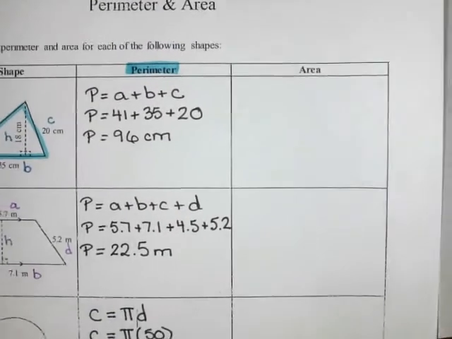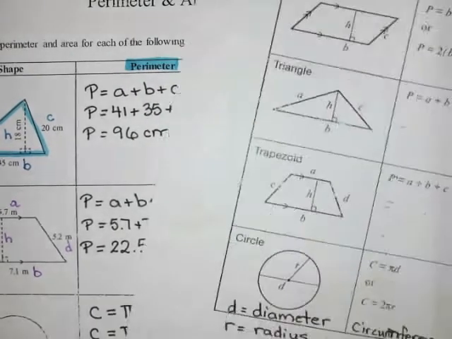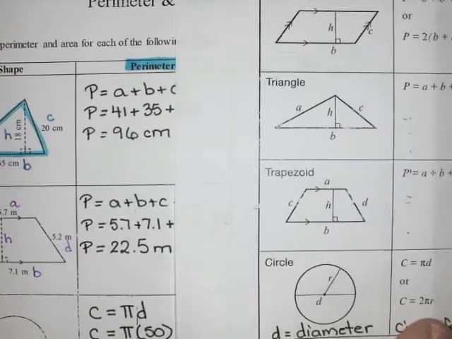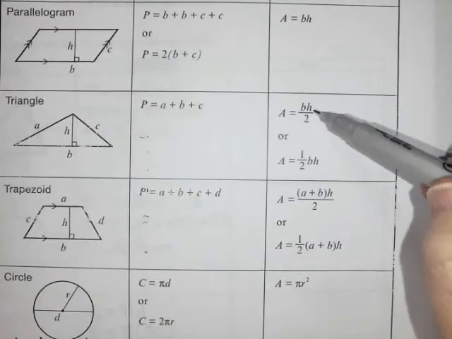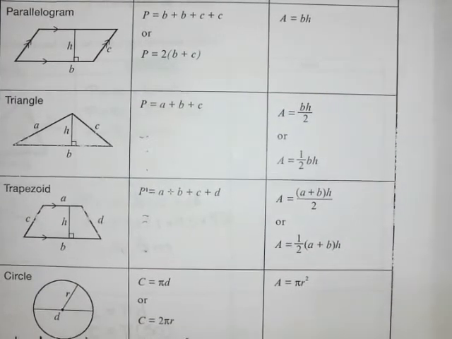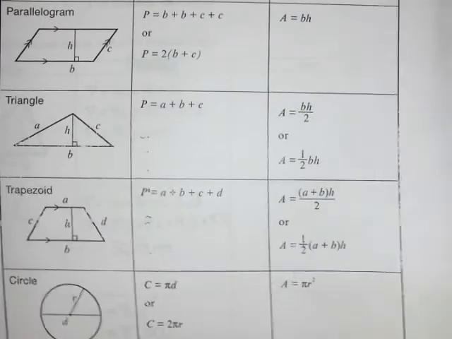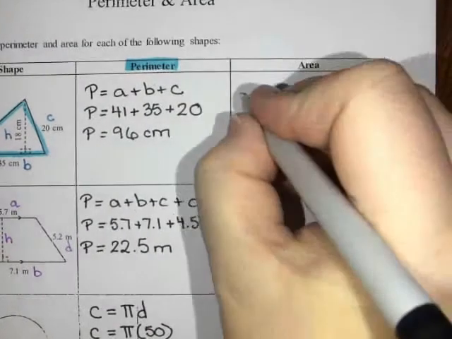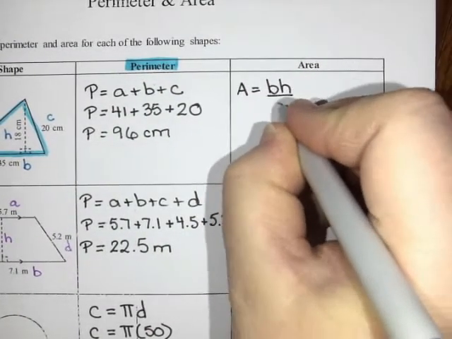We're going to try the area this time. So I'm going to go back and take a look at that triangle again. So on my formula sheet, the area of a triangle, there are 2 choices. We have base times height divided by 2, or 1/2 times base times height. They're the same thing, they're just written slightly differently. I like base times height divided by 2. That's the one that I'm going to use. So I'm going to say that area is base times height divided by 2.